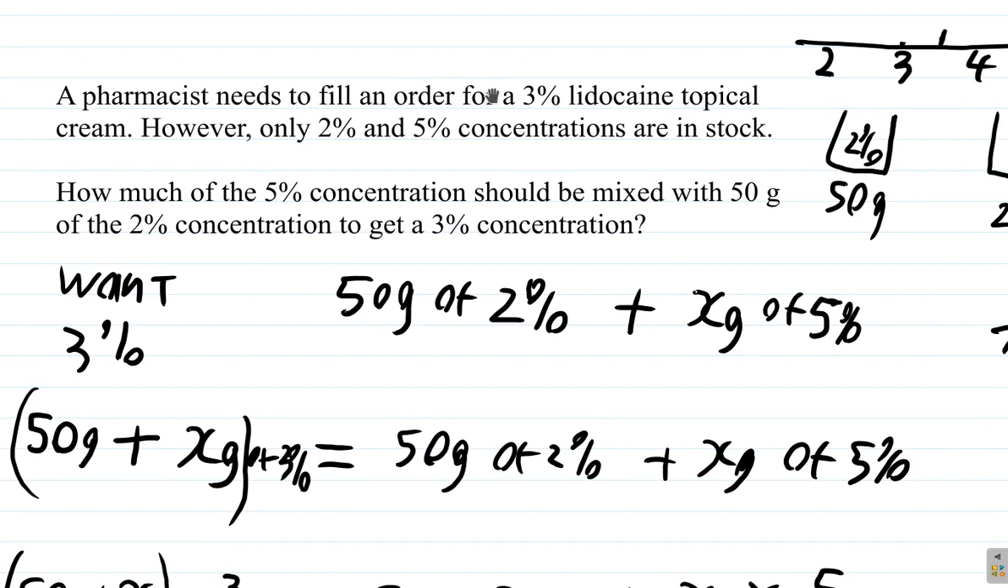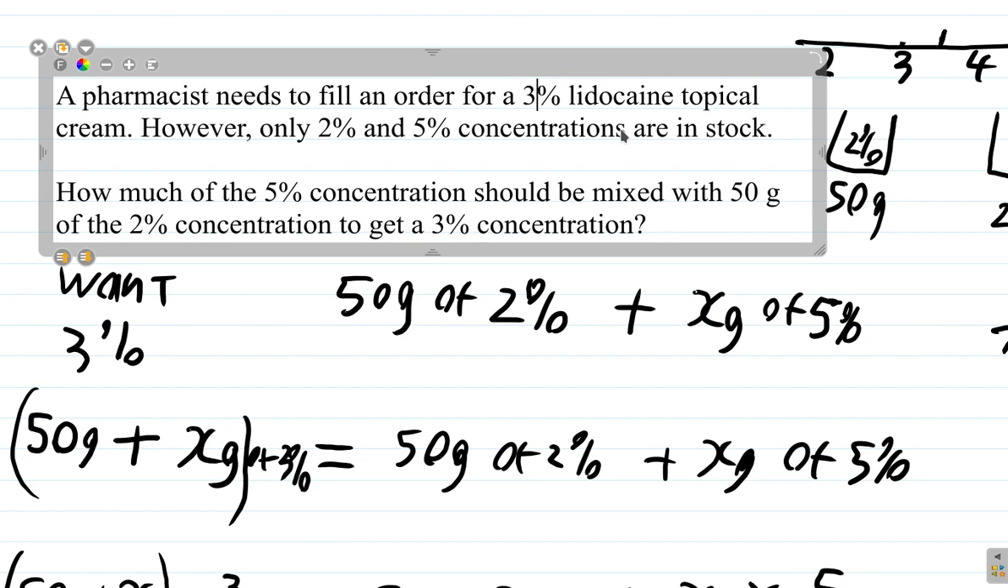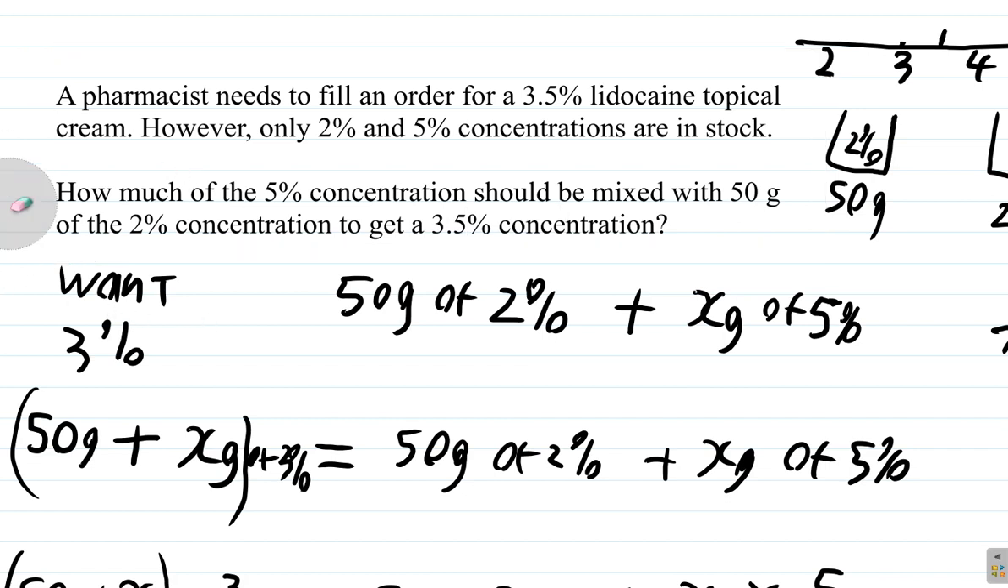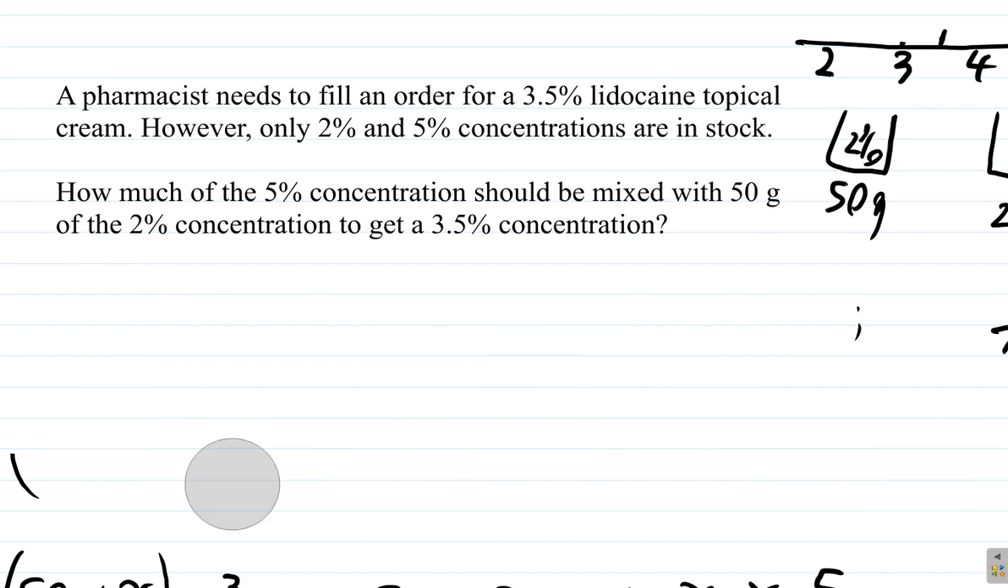A pharmacist needs to fill an order for, remember, 3.5 means the same as 3.5, for a 3.5% lidocaine topical cream. However, only 2% and 5% concentrations are in stock. How much of the 5% concentration should be mixed with 50 grams of 2% concentration to get the 3.5% concentration?